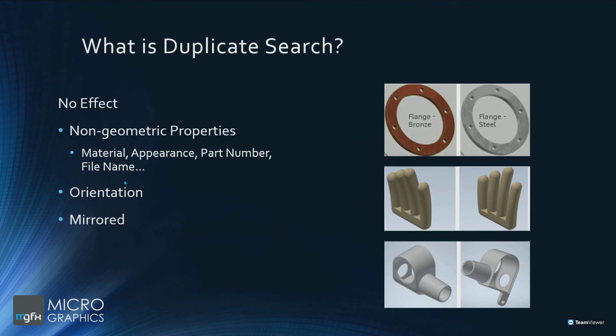We'll see later on that with the material, we can look for matching materials. We can also filter out our results. However, for the initial indexing and listing of duplicate components, non-geometric properties like the material, appearance, part number, stock number, any of your iProperties that are not linked to geometry, those do not have an effect on a duplicate.